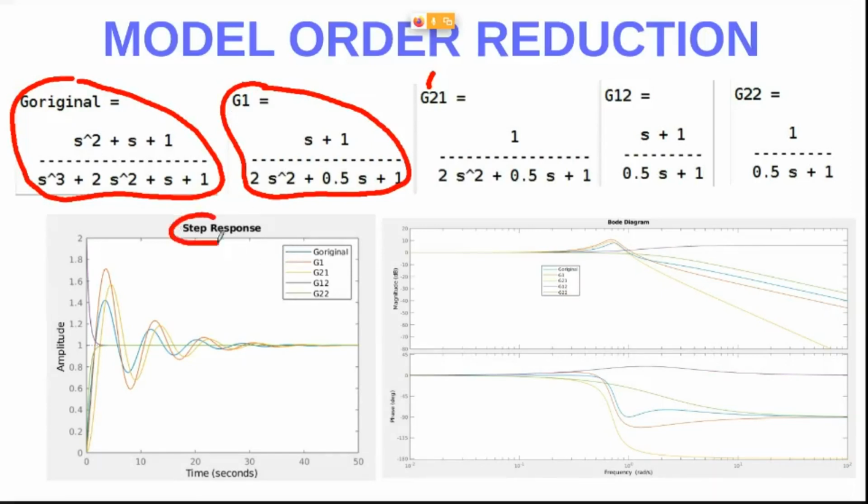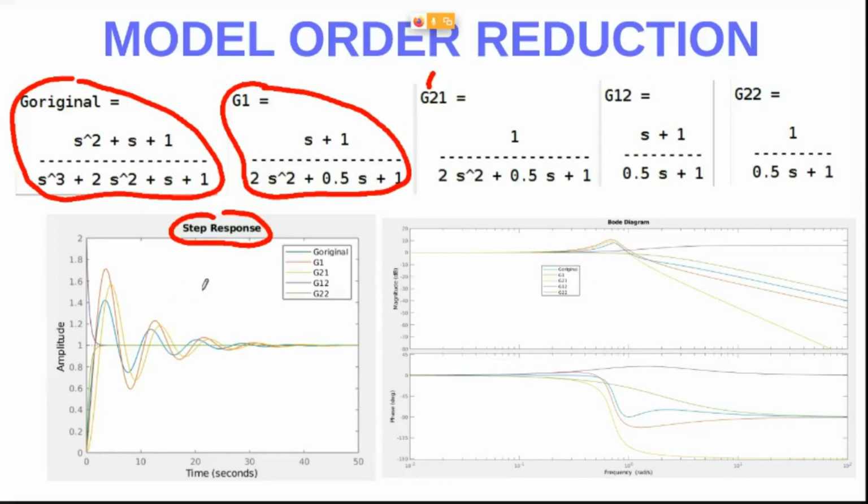Here is the step response. Well, the original one is blue. Can you see here the blue line in here? It's an underdamped system. As you can see here, we have a peak in the transient response. Then can you see the approximation G1? If you decrease 1 degree in both polynomials, it is the red one. As you can see, the peak is bigger, so it's not a good approximation.